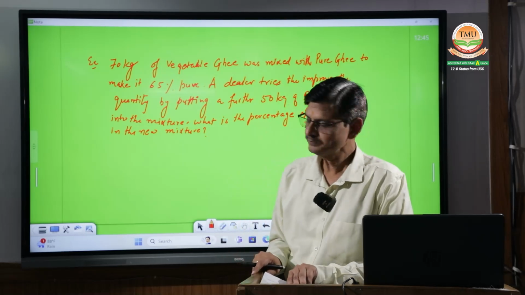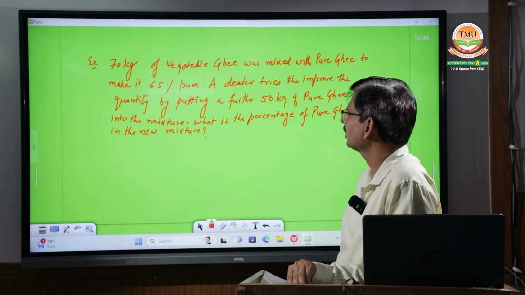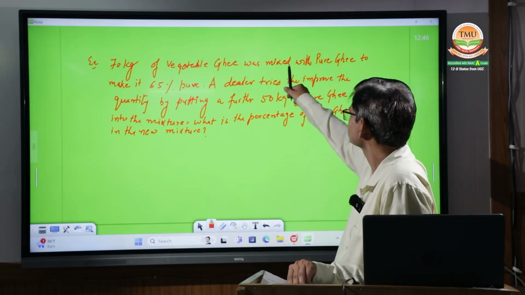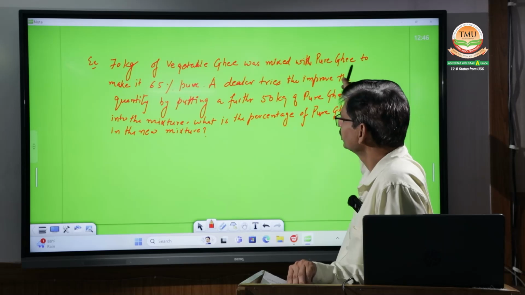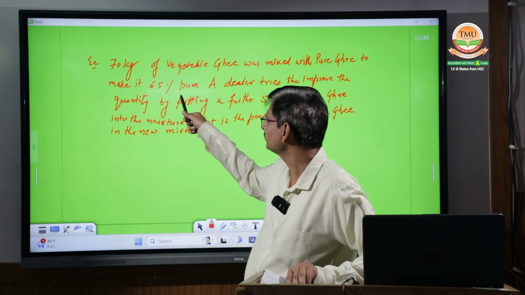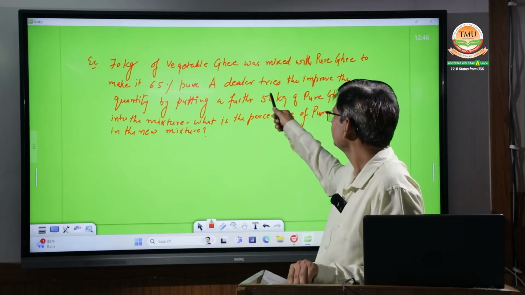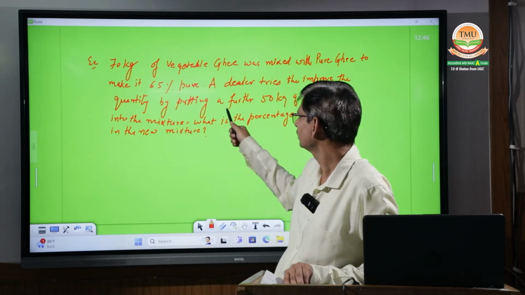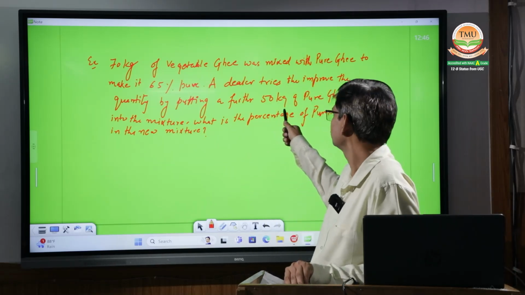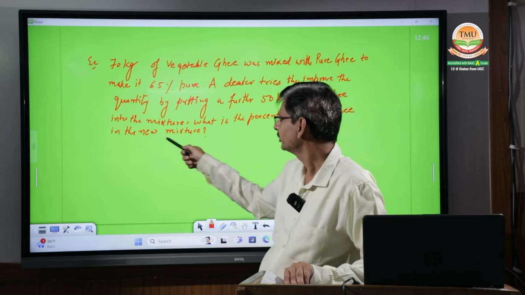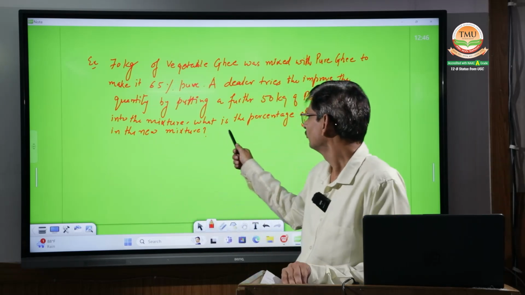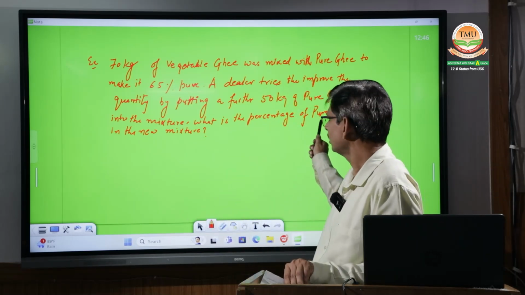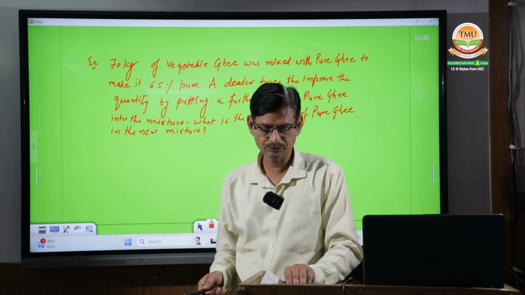This will be a question. 70 kilograms of vegetable ghee was mixed with pure ghee to make it 65% pure. A dealer tries to improve the quality by putting a further 50 kilograms of pure ghee into the mixture. What is the percentage of pure ghee in the new mixture?